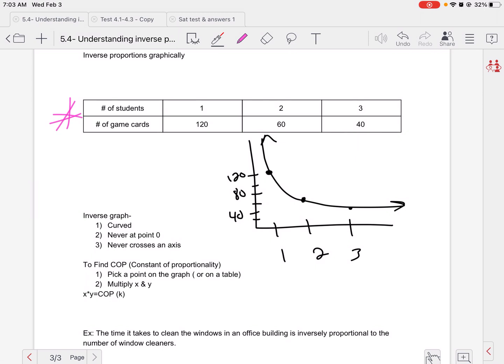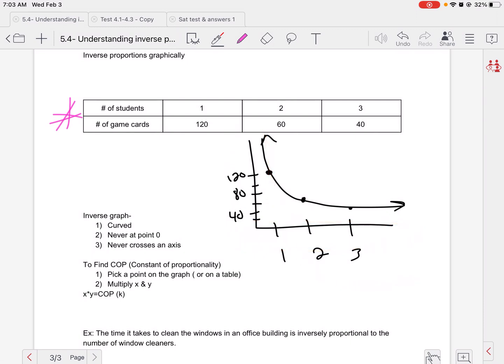So the general definitions of an inverse proportion graph: it has to be curved. It's never going to cross (0, 0). So if it's here, it's definitely not inverse. And it's never going to cross either of the axes. So it's not going to cross the x-axis or the y-axis. So it's not going to go way below here or anything like that.